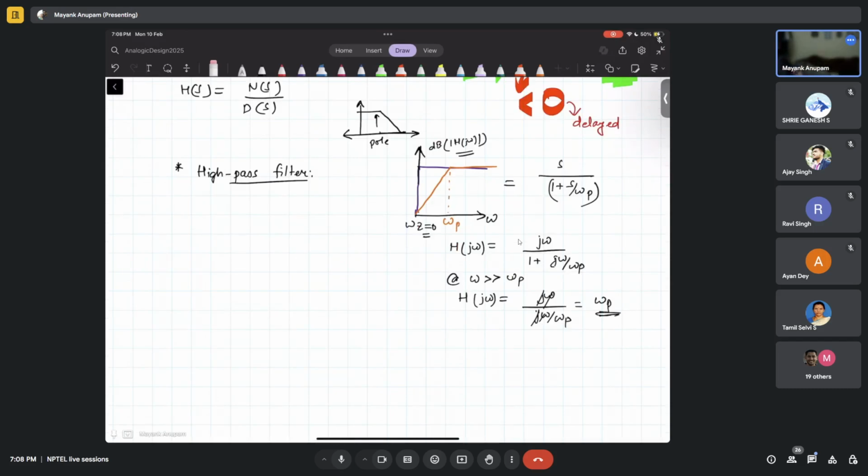So this k should actually be equal to what? Omega p, right? Yes, sir. At very high frequency, it becomes a constant value, isn't it? So this is a high pass filter. Anyway, so this is actually a high pass transfer function, correct?